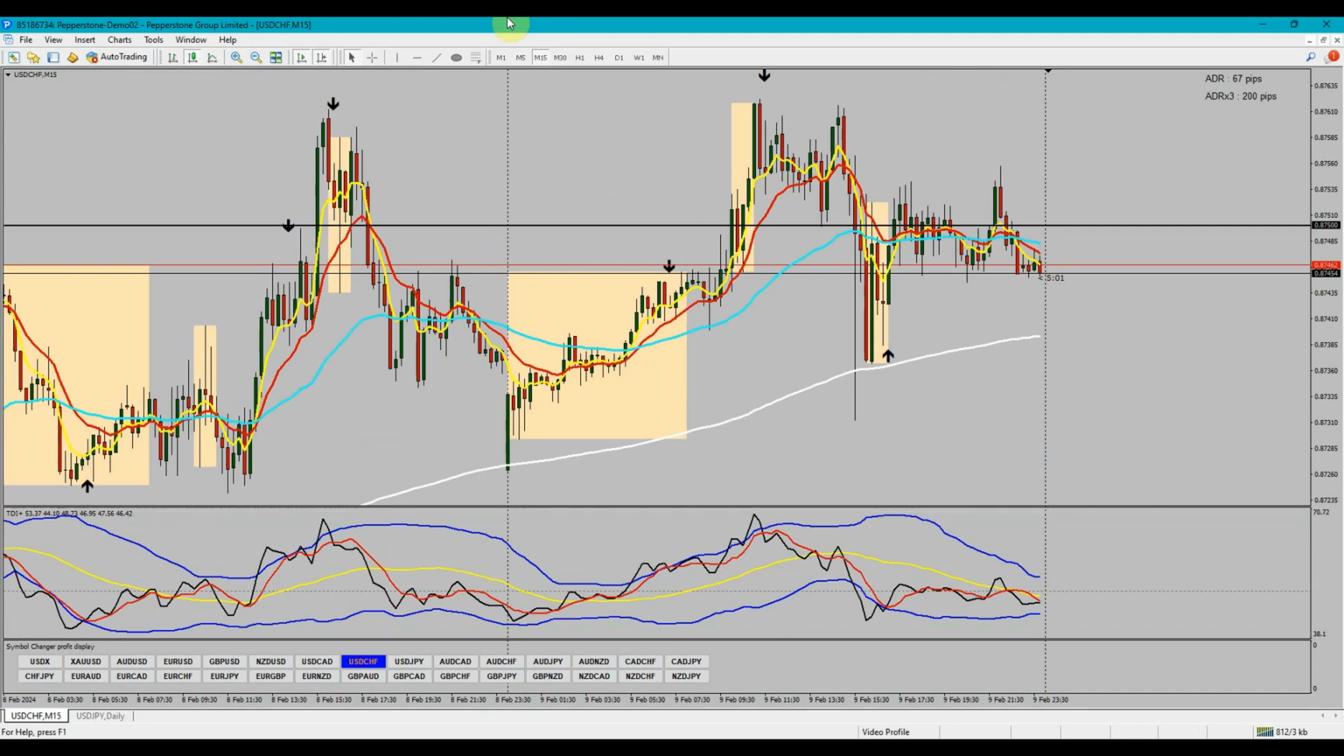The third thing that I want to talk about when it comes to ADR is, as an intraday trader, knowing the ADR tells me how many pips I can go for. So, for example, on a pair like USD CHF where the ADR is 67 pips, I would go for about 10 pips because I know I can easily get 10 pips on this particular trade.